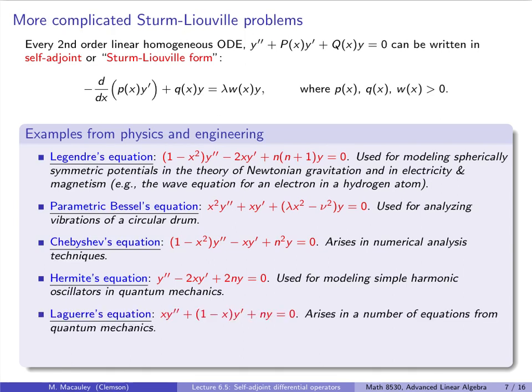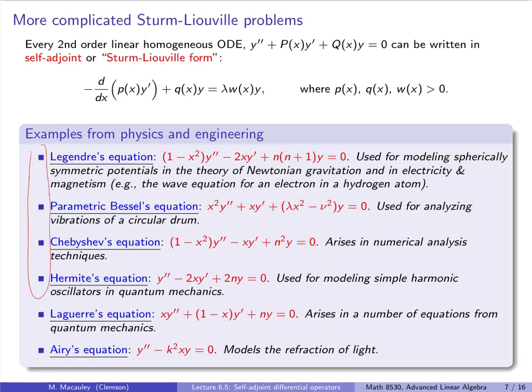Laguerre's equation, xy double prime plus (1 minus x) y prime plus ny equals 0. This arises in a number of equations from quantum mechanics. And finally, Airy's equation, y double prime minus k squared xy equals 0, models the refraction of light. In the remainder of this lecture, I'm going to go over these first 4 applications in about the same level of detail that I did with Fourier sine and cosine series.